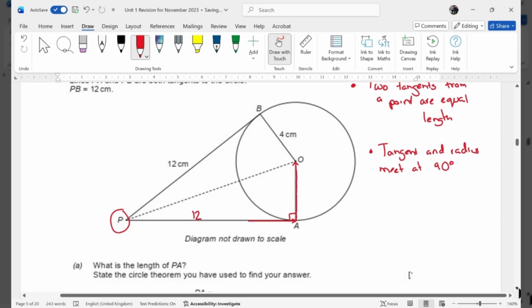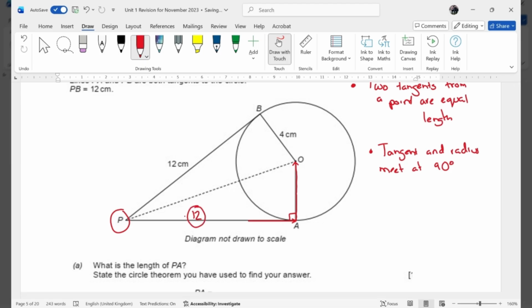Because it asks you, what's the length of PA? Well, PA is 12, and the reason is the two tangents from P are equal in length. Then it asks, what is angle PAO, which is this angle here? What's the size of angle PAO? That's 90 degrees, and the reason is because of the tangent and radius rule.